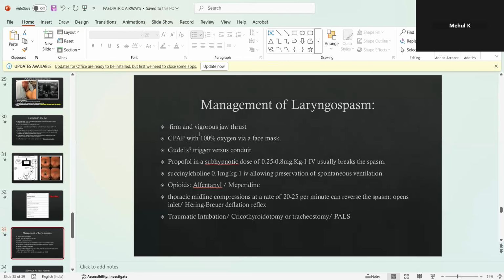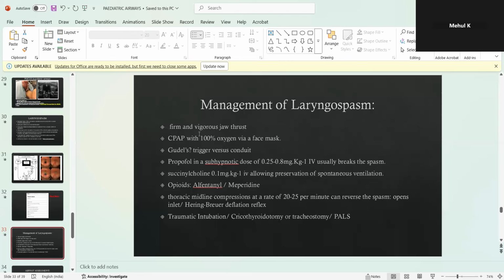The first drug you run to is propofol. Doses as low as 0.25 to 0.8 milligram per kg usually break the spasm. If it is not relieved by that, what you go for is succinylcholine. You don't have to give the intubating dose of succinylcholine, which is 2 milligram per kg. Doses as low as 0.1 milligram per kg relieve the spasm while maintaining the spontaneous ventilation.